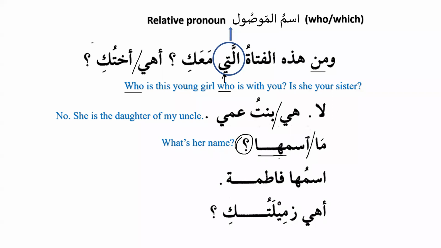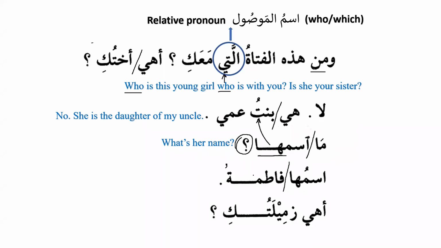Masculine or feminine? Ha refers to feminine. And here, what is it used for? It is used for bint. Again, we can see over here. Hiya bintu ammi. Masmuha, what's her name? Ismuha Fatimatu. Her name is Fatima.